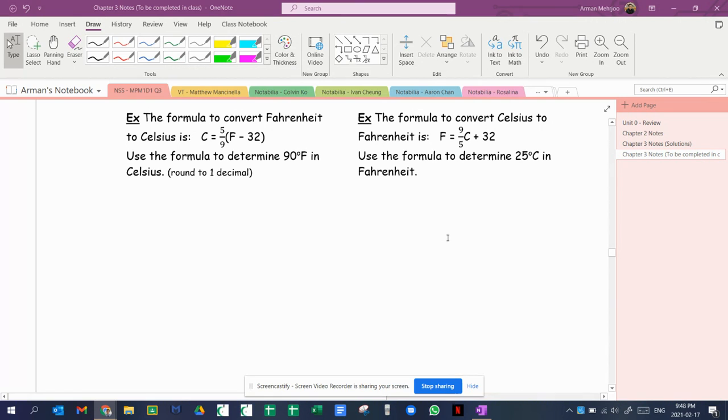Let's wrap them up. So, here's an example. The formula to convert Fahrenheit to Celsius is given here. Use the formula to determine 90 degrees Fahrenheit in Celsius.